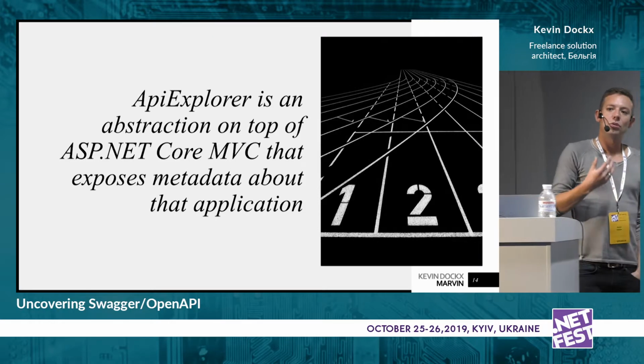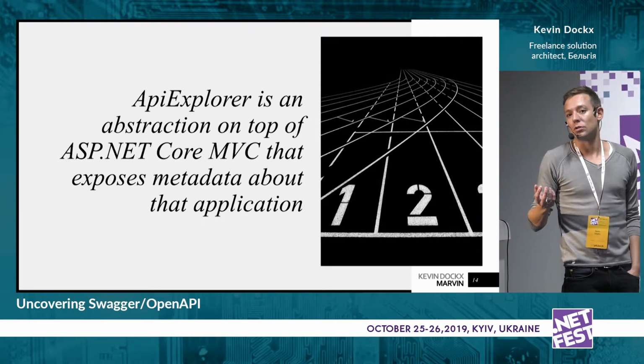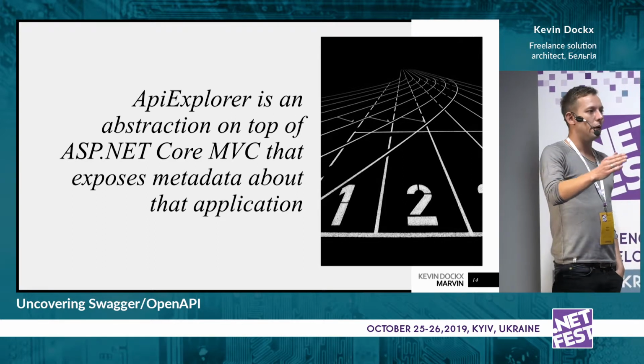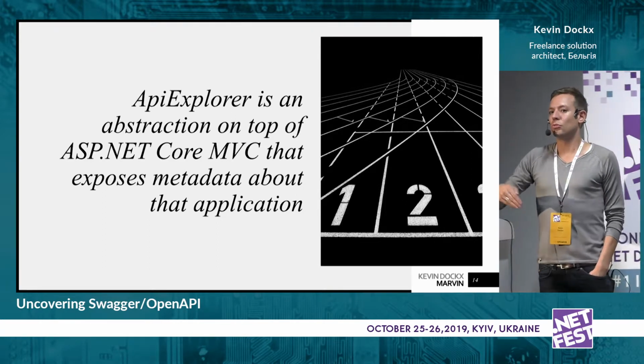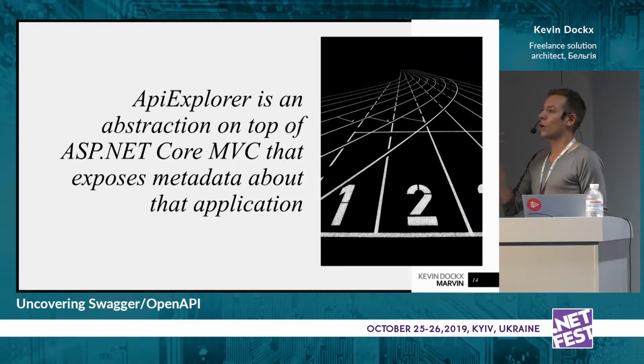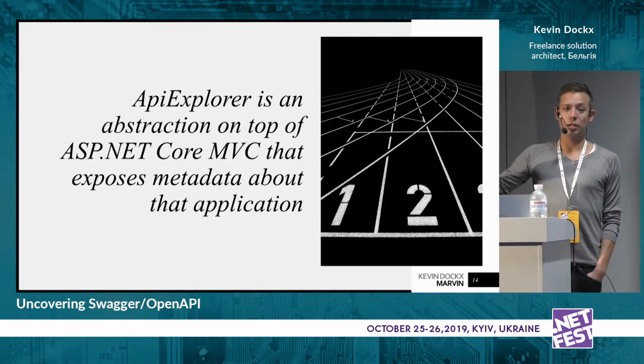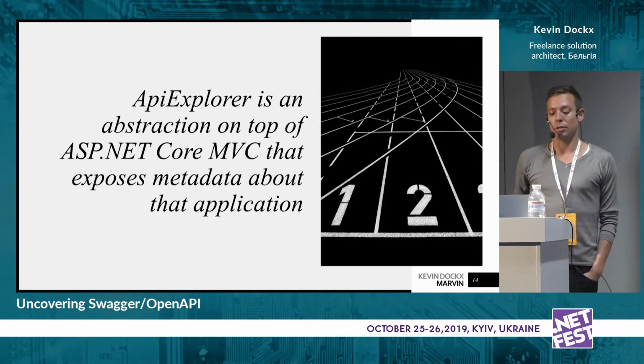And that's also what Swashbuckle does. It injects an API Explorer, and it uses that to know what the routes are, to know where your resources are, to know what types can be returned from your action method. So it can correctly use that in your API documentation.